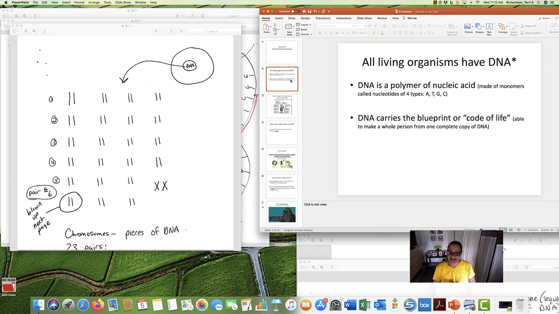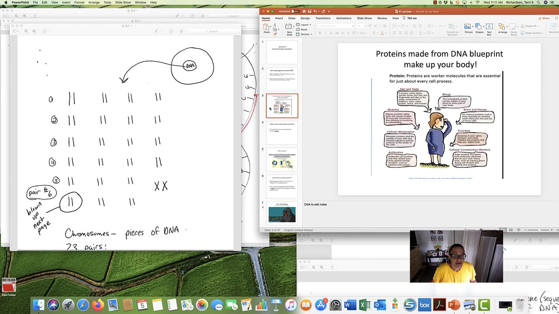We also talked about how DNA carries the code or the blueprint of life. What that means is, just like when you're building a building, you have to have a blueprint to tell you how to build it, our bodies have a blueprint for how to make us. Our hair, our skin, our nails, our heart, our lungs, our bones. DNA carries this blueprint, and it can make the whole individual from just one copy of DNA.